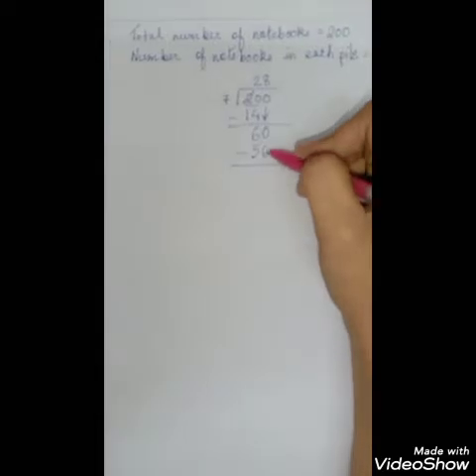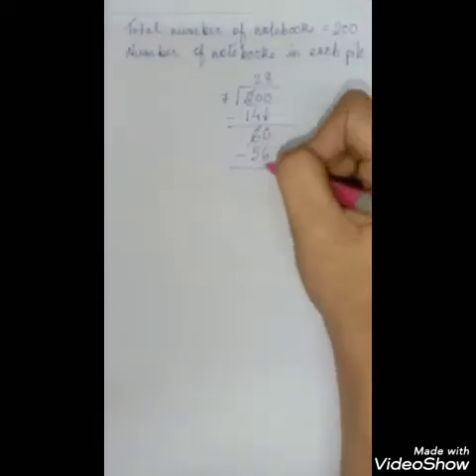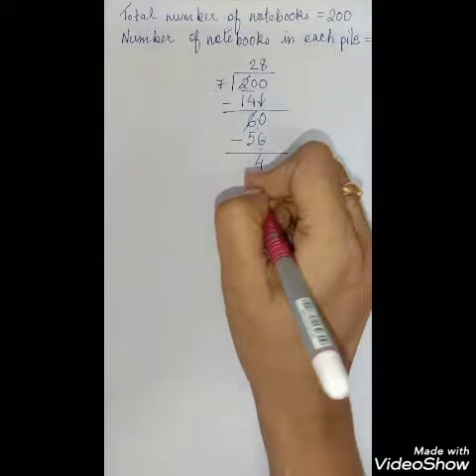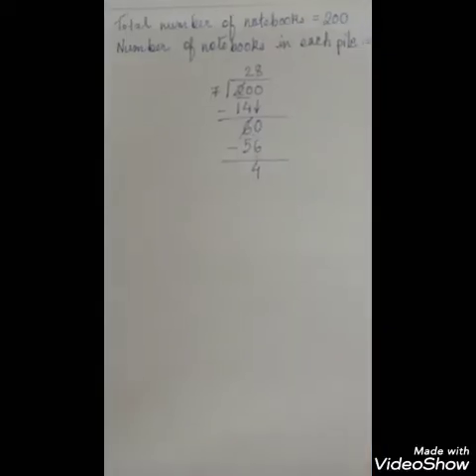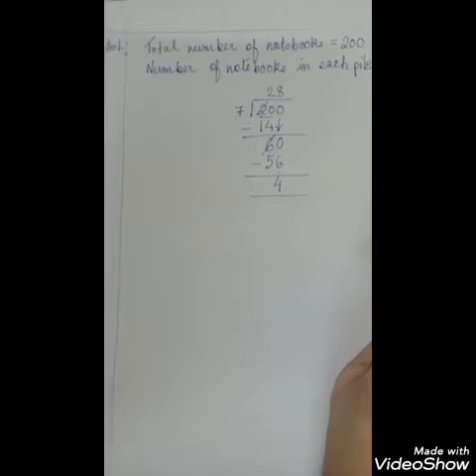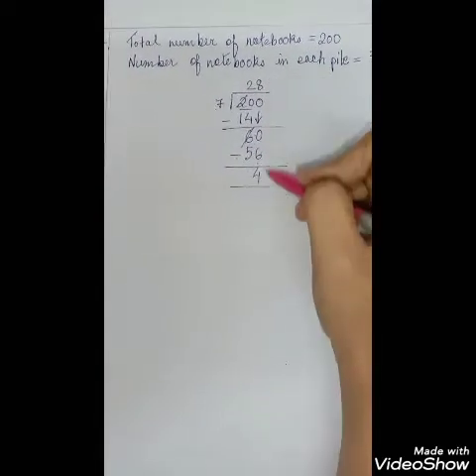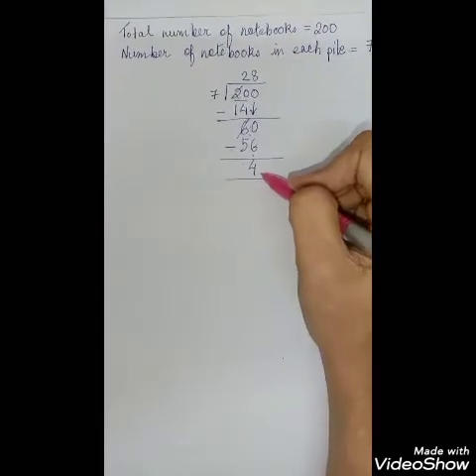Again we cannot subtract 6 from 0. We have to borrow 1, making it 10. 10 minus 6 is 4. 5 minus 5 is 0. Now see here, after doing division we got 28 as a quotient and 4 as a remainder.